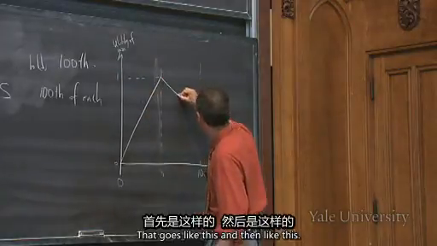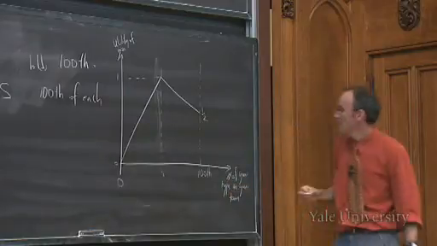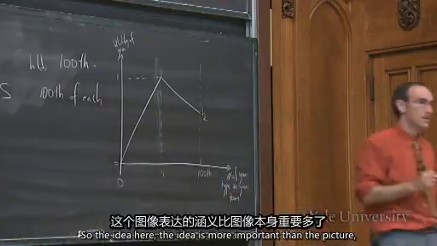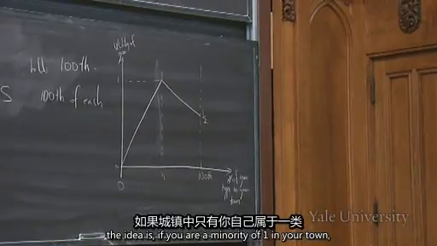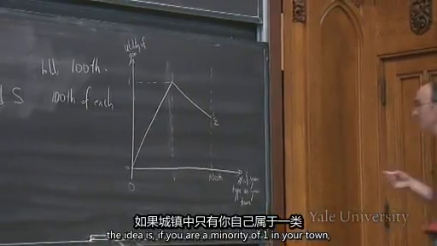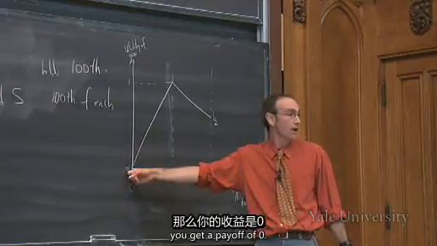All right, it goes like this, and then like this. All right, so the idea here is more important than the picture. The idea is if you are a minority of one in your town, so everyone else is of the other type, you get a payoff of 0.